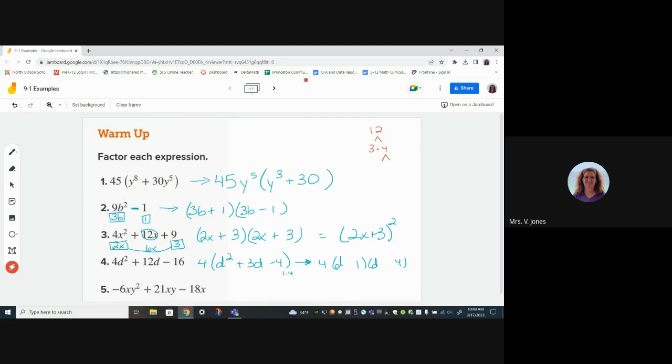So looking back, we've got our first times first gives us the first, and last times last gives us the last. This sign goes with the bigger number, and this tells us that the signs are different. So if that's a plus, this would be a minus.